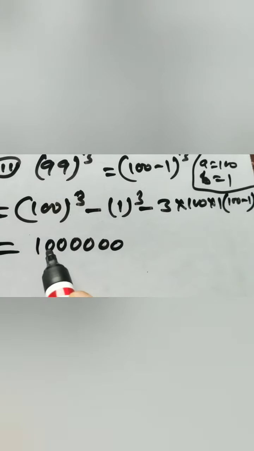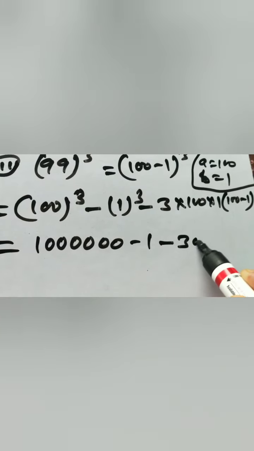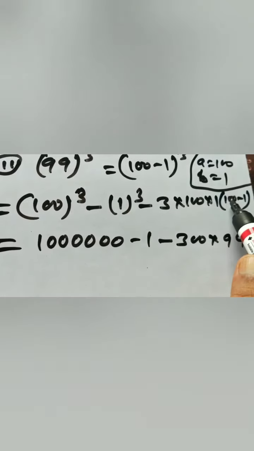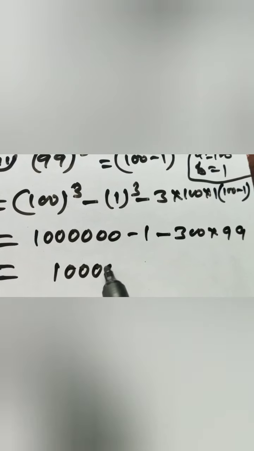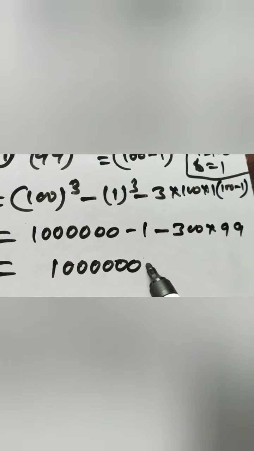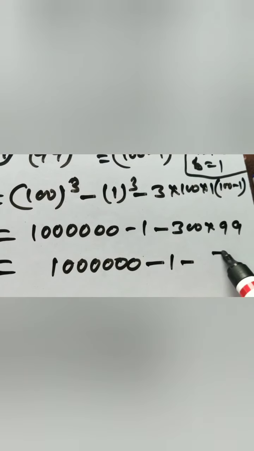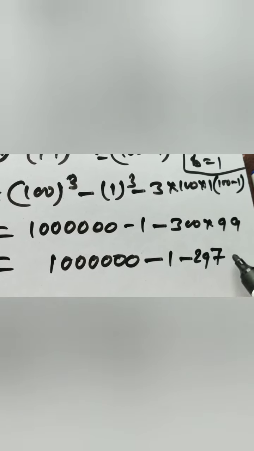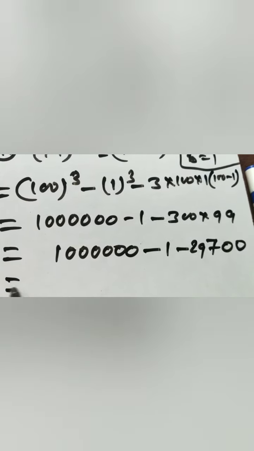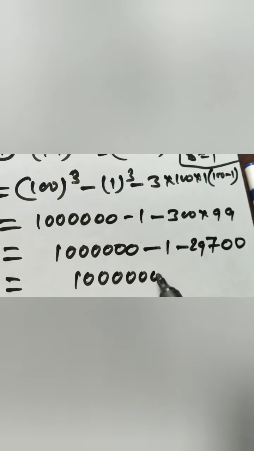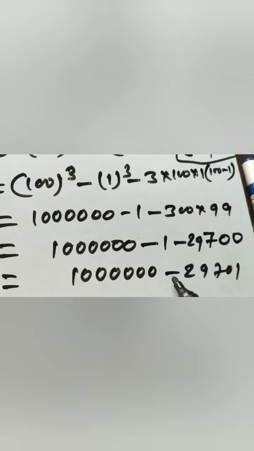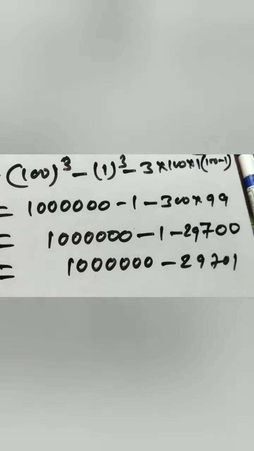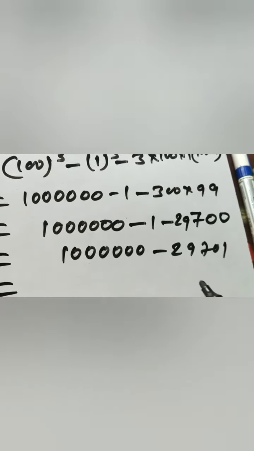So it will be equal to 100 cube, which is 10 lakh, minus 1 minus 300 multiplied by 99, since 100 minus 1 is equal to 99. Then it will be equal to 10 lakh minus 1 minus, multiplying, 3 nines are 27, and 27 and two zeros, that is 29700. Then you have to subtract 29701. The sign will be minus because both are negative. Then you have to subtract it.